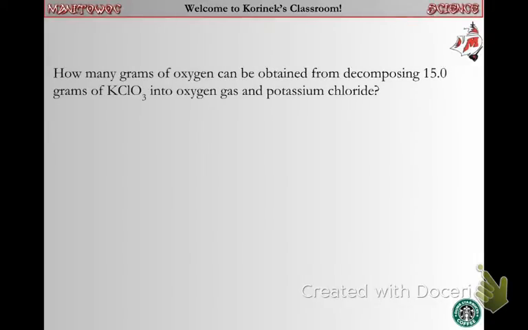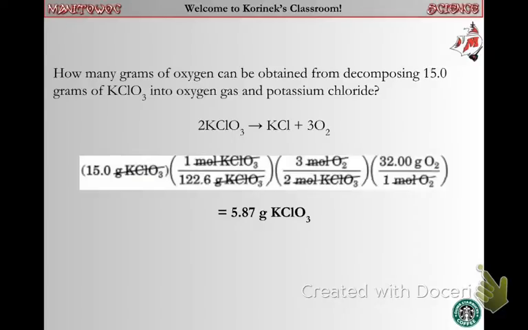This one's a little bit trickier because the equation is a little bit harder to write, I believe. Go ahead and pause the video. And welcome back. Here's the balanced equation. Here is the final answer. And here is the work that was required to get to that final answer.